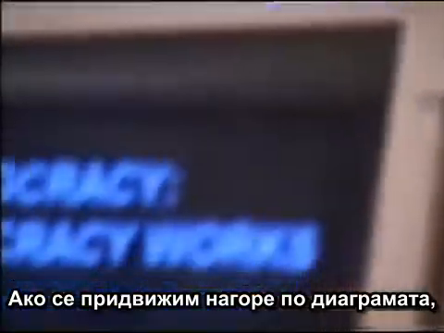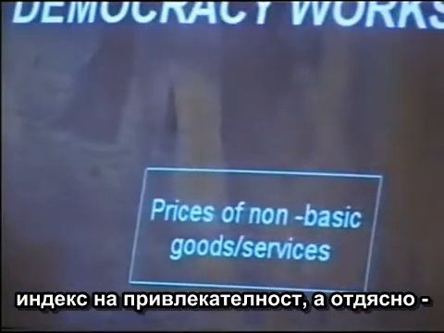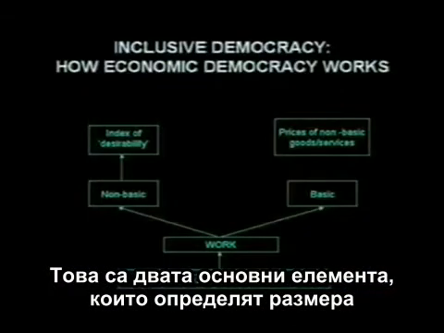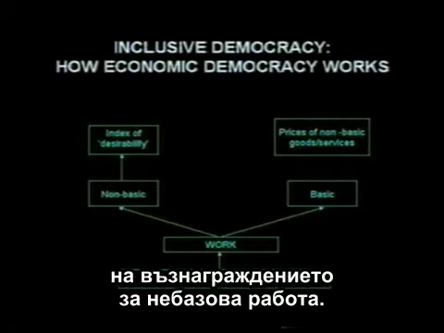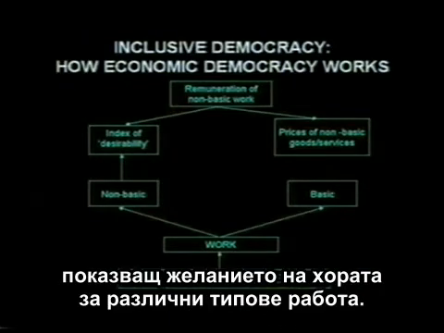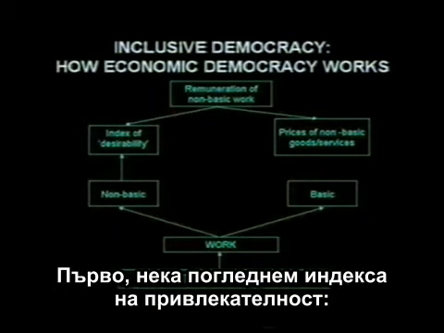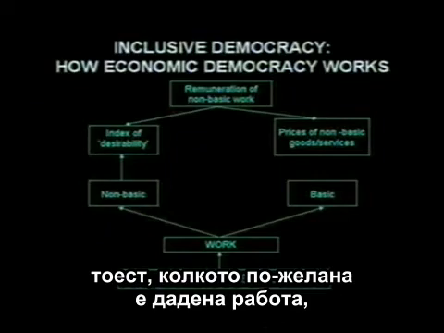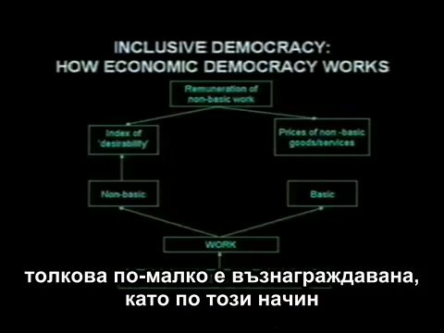If we move up to the diagram, we can see that we have on the left the index of desirability, and on the other the prices of non-basic goods and services. These are the two basic elements which determine the rate of remuneration of non-basic work. Why? The index of desirability is a complex index showing the desires of people as regards various types of work. First, we can design it as an inverse function of desirability, in the sense that the more desirable a type of job is, the less the remuneration is.